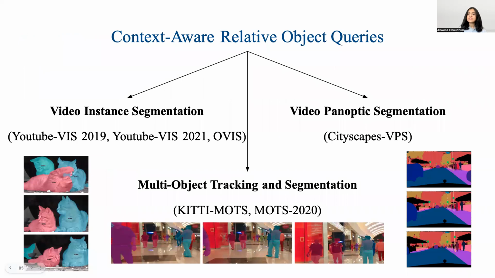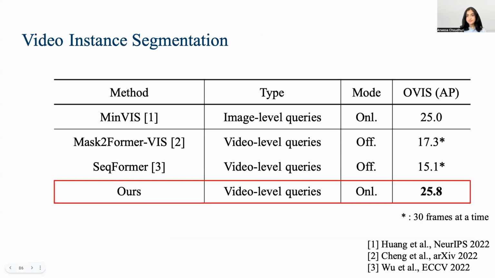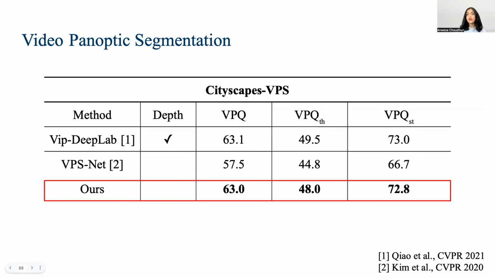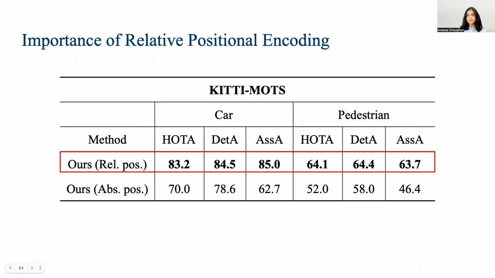We evaluate on the three tasks mentioned before. On video instance segmentation, our approach surpasses MinVIS on the complex OVIS dataset. In multi-object tracking and segmentation, we obtain the best results even when compared to highly specialized methods like PointTrack. On video panoptic segmentation, we perform similar or better than highly specialized two-branch architectures like ViP-DeepLab and VPSNet.